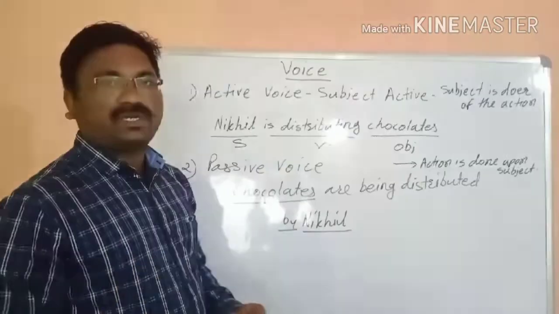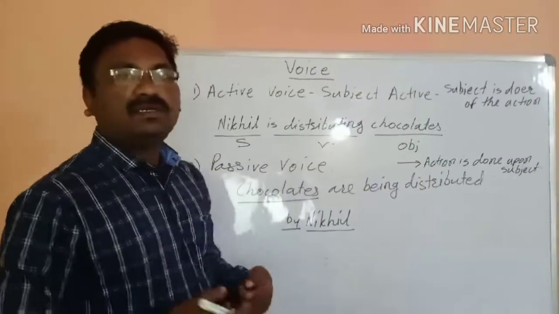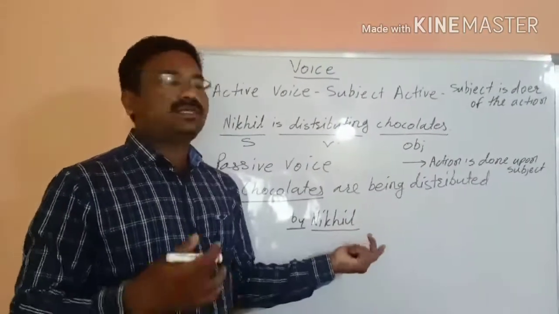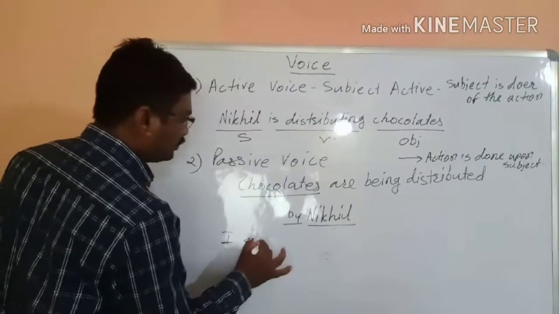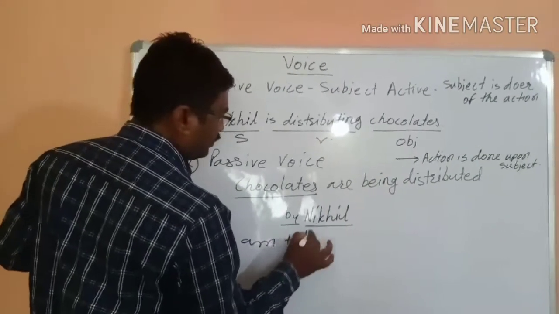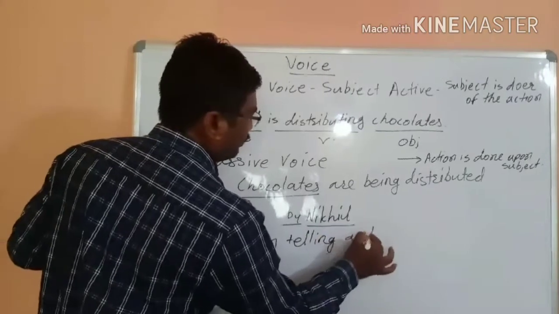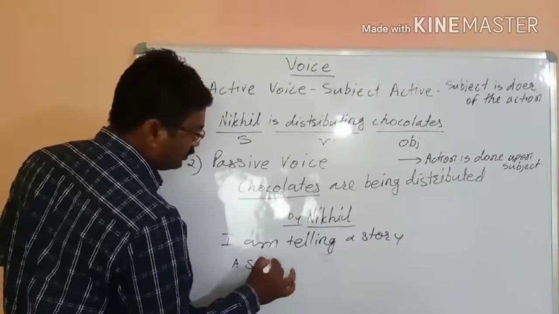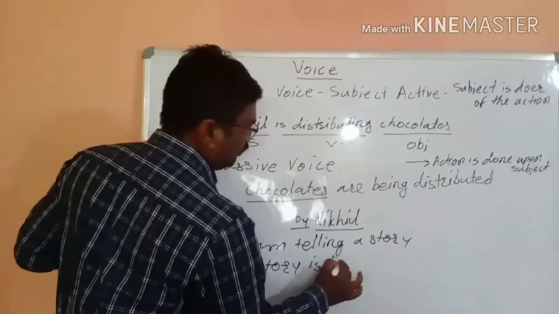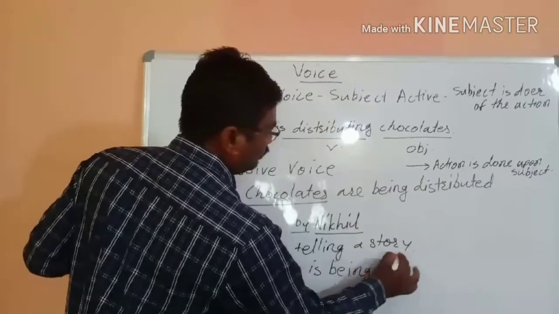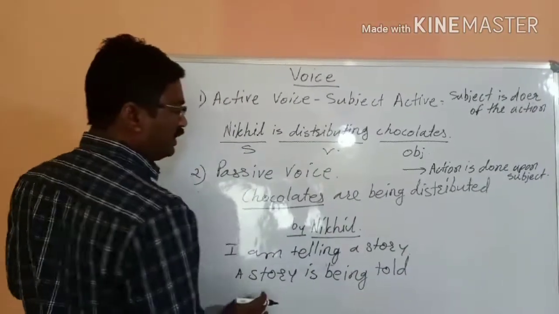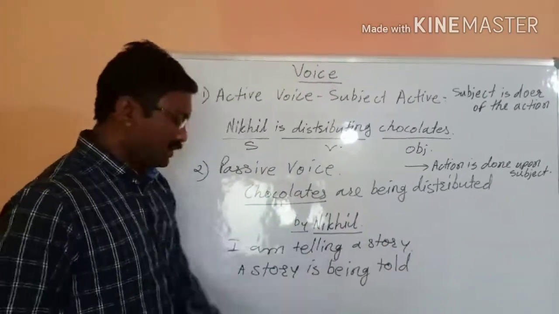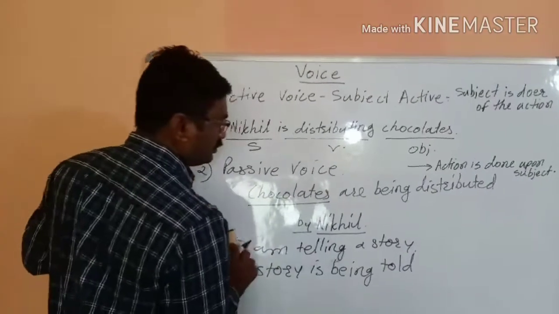I am telling a story. The same sentence here. If we want to say this in passive, I am telling a story becomes: a story is being told. A story is being told. Here you can say by me, or omit it. Next one.